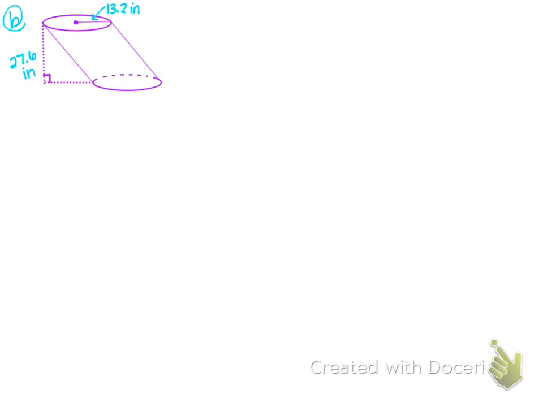Next, we have a cylinder. Now, this isn't just any old cylinder, this is an oblique cylinder. But guess what? We're going to use the same exact formula. Now, you have everything you need for the cylinder. First of all, the volume of a cylinder is equal to pi r squared h.